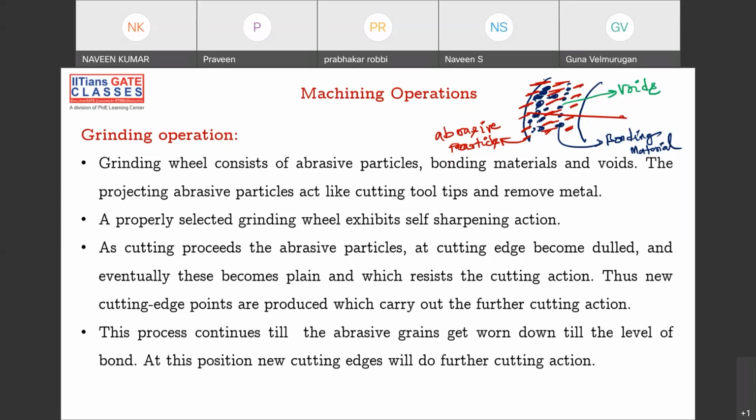Initially some abrasive particles come in contact with the workpiece, they remove material, they get blunt, or maybe the cutting points are not good enough to cut. Then some friction is generated. Because of the friction, bonding material is removed and another layer of abrasive particles comes into picture, and the cycle proceeds as the grinding wheel reduces its diameter. At a certain point of time, you remove the grinding wheel, discard it, and put on a new one. That's it. Is it okay?